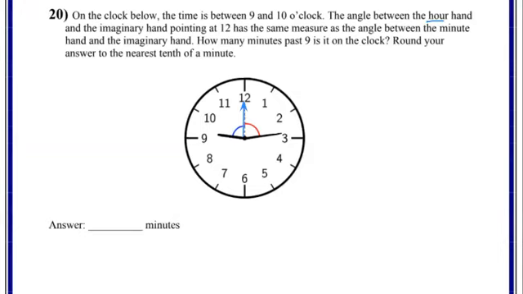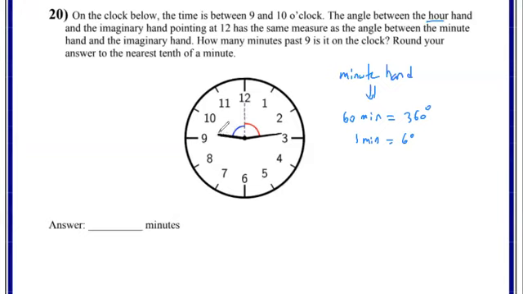So let me actually write that. If you move the minute hand 60 minutes, it will rotate 360 degrees. So if I divide by 60 for each minute, I'm going to have 6 degrees of movement every minute. So that is something. So let's ignore this guy.